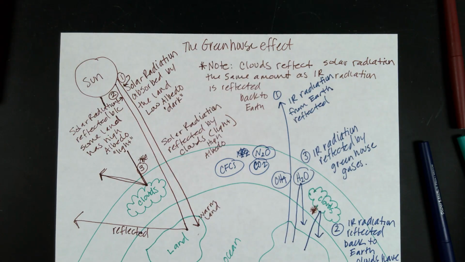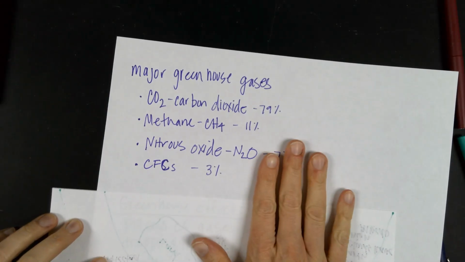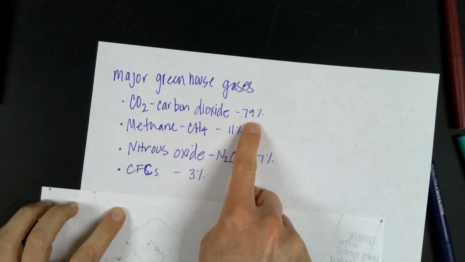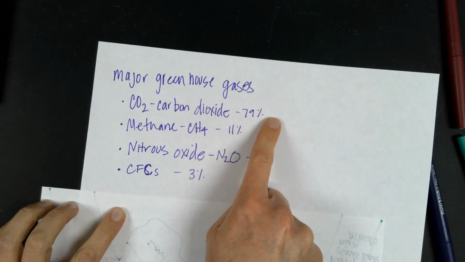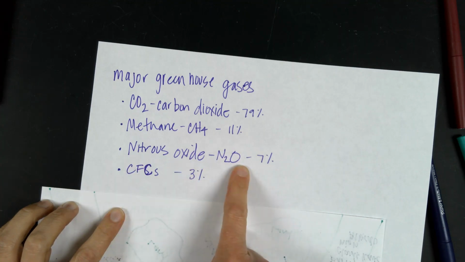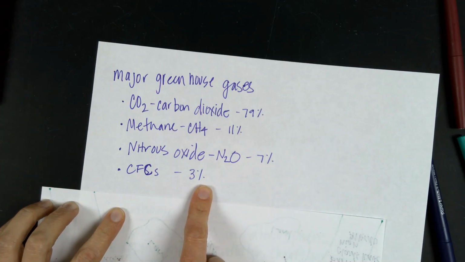All right, so if you have any room on this page, feel free to put what I'm going to put on the next slide on this page, but I have a feeling you do not, because I wrote all over it. I'm sure you did as well. So the next thing I want you to write down is what the major greenhouse gases are and their percentages. So most of our greenhouse gases are carbon dioxide, 79%. And then methane is 11% in our atmosphere currently. Nitrous oxide is 7%, and CFCs make up 3% of our atmosphere.